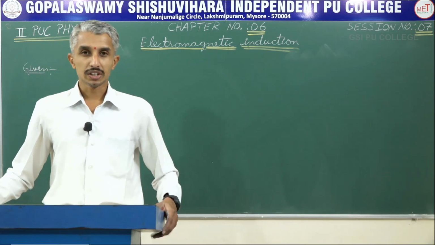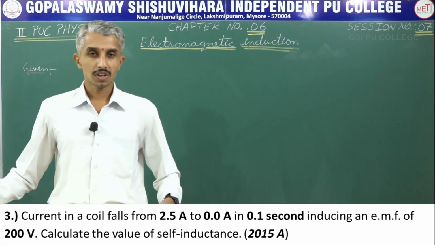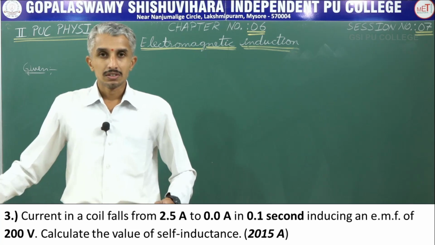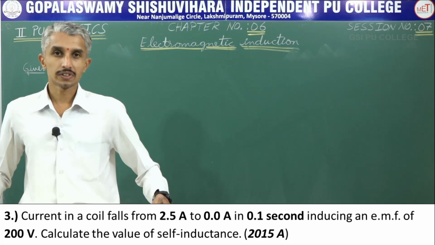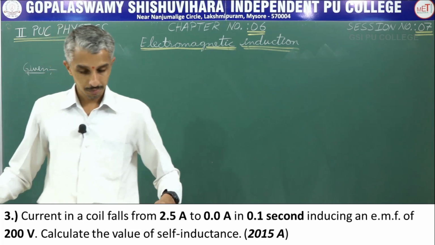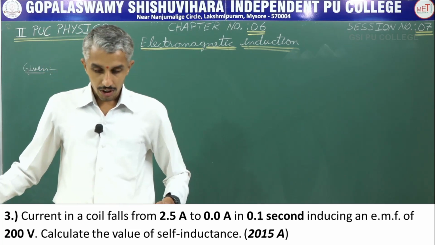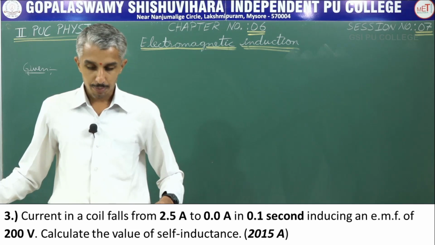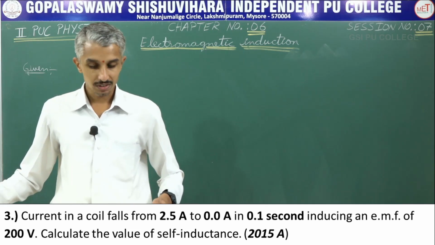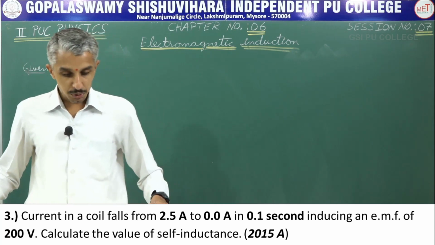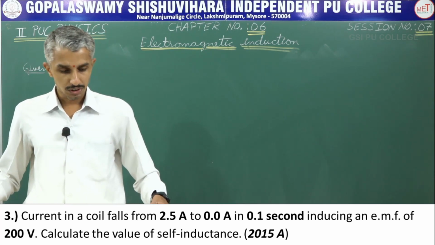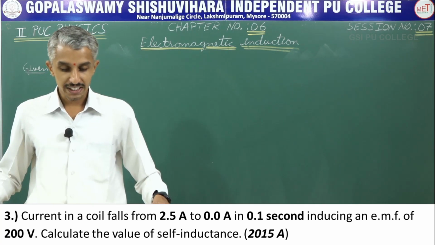Here is the third numerical. It also is somewhat similar to the first and second one. The quantity to be found is a little bit different, while the formula is almost the same. Current in a coil falls from 2.5 ampere to 0.0 ampere in 0.1 second, inducing an EMF of 200 volt. Calculate the value of self-inductance.